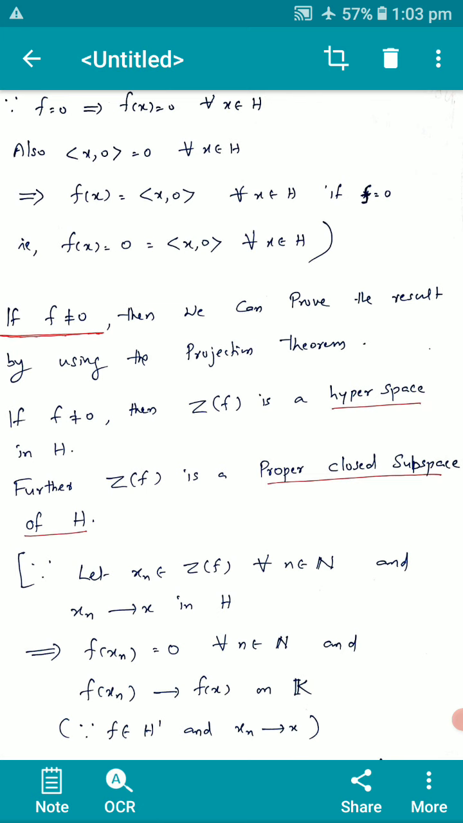This can be proved by using the projection theorem. There are two methods discussed in the textbook, and I follow the method of using the projection theorem. So the remaining part of this proof is discussed on the basis of the projection theorem.